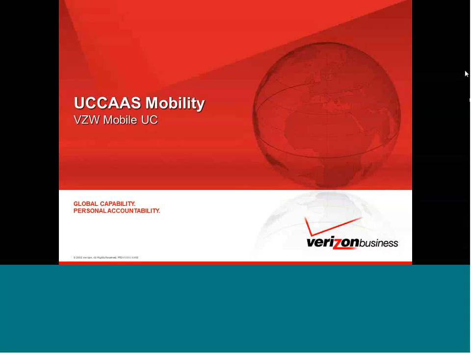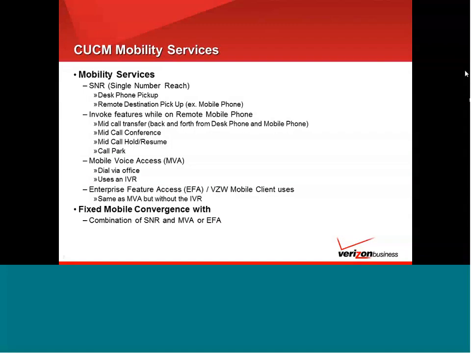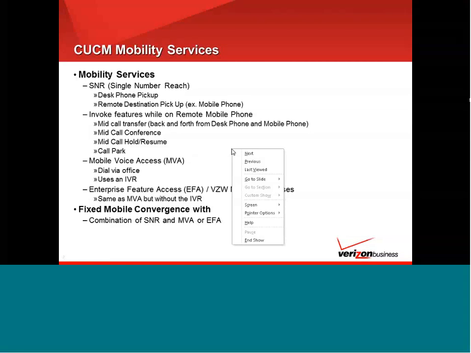So there's some important things to understand in the background so you can size your IP trunking correctly. So let's continue here. Okay, so let me first explain what things are going on in the background. So we got to get our arms around certain items that are being invoked in the Cisco Unified Communication Manager. So let's go over what these features are and what the Verizon Mobile UC client is using in the background.